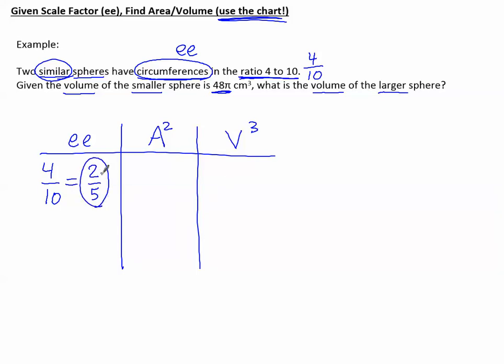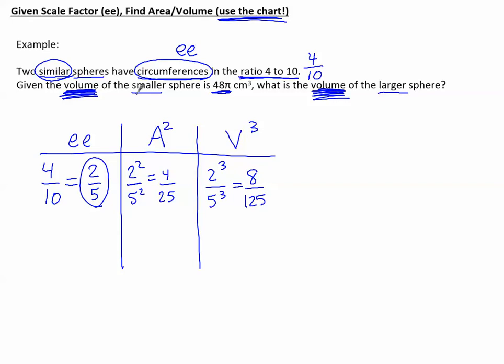So 2 over 5, putting it in the area column means I have to square it. 2 squared over 5 squared makes 4 over 25. To put it in the volume column, 2 cubed over 5 cubed, remember I'm always using this, makes 8 over 125. Now, I didn't really need the area column because remember they only talked about volume. So I actually could have skipped this column altogether. I want to focus on the volume column.